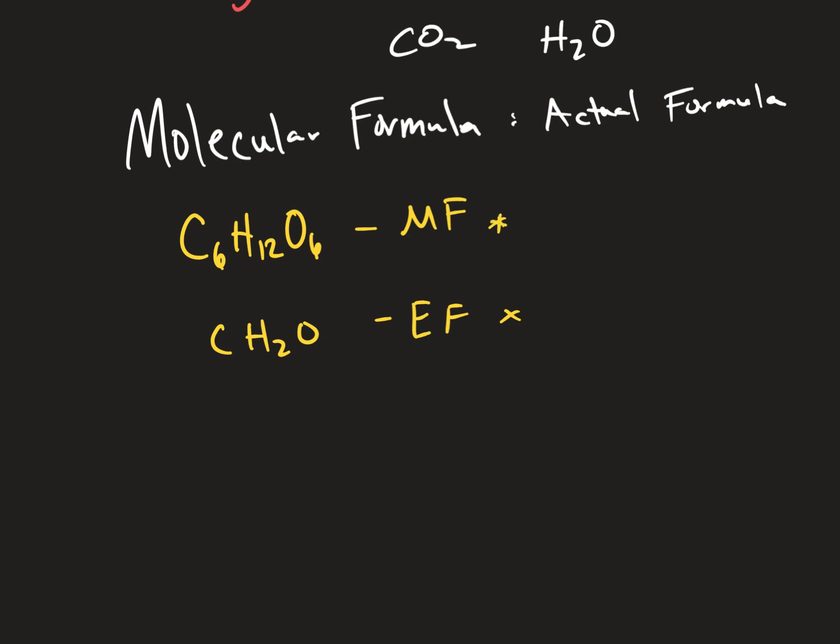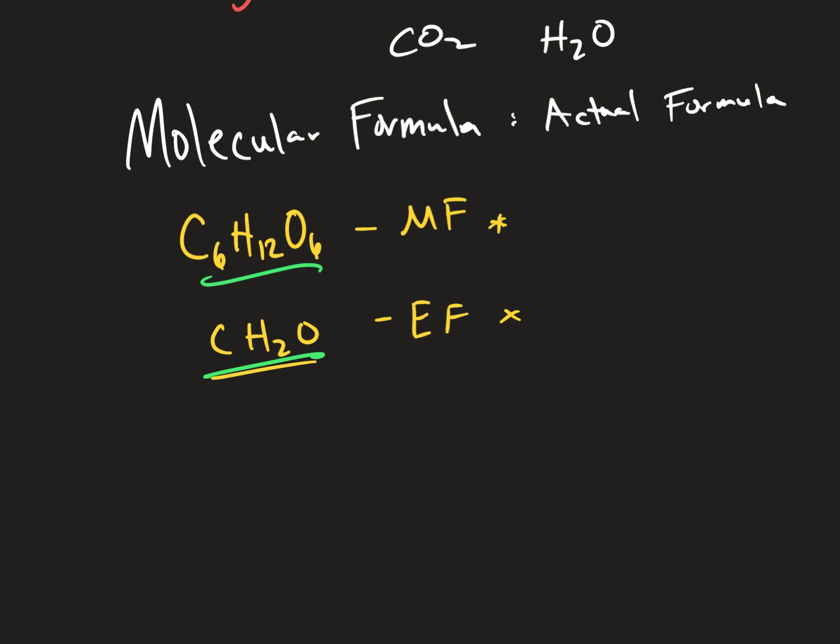Now, we could easily see, oh, you just multiply everything by 6, right? But what if we don't know what that is? We don't know what the multiplier is, right? We got to figure that out. So to do this, what's the relationship between the empirical formula and the molecular formula? Let's find the molar mass of the molecular formula.